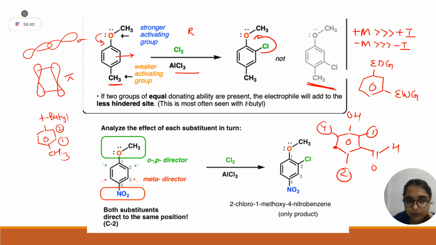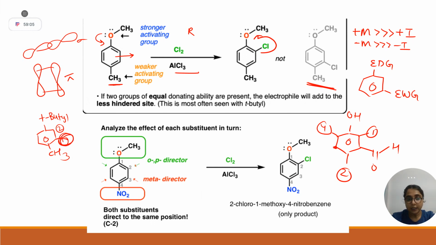Position number 1, exactly, because it is clearly written over here. If two groups of equal donating ability are present, they are almost equally donating. The +I effect is not that much higher for CH3 or tertiary butyl. The electrophile will add to the less hindered side, so it will attack here.